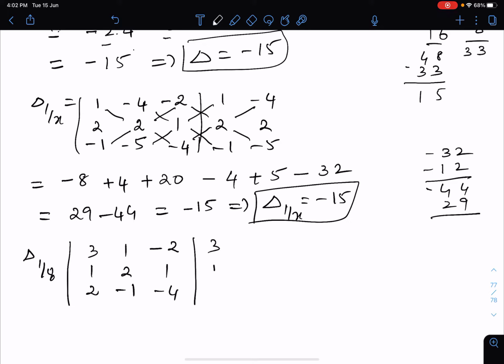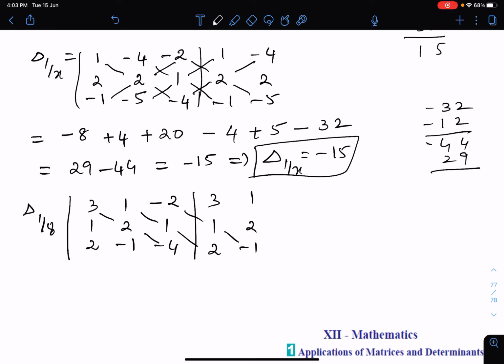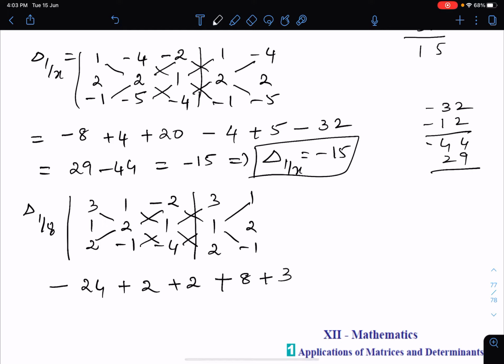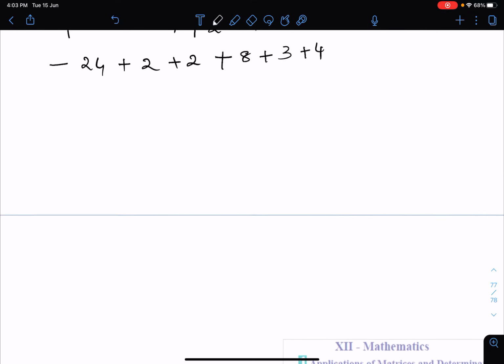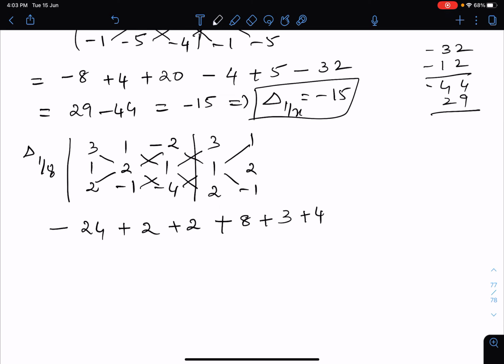Now repeat your first column and your second column, multiplying by the principal diagonal. What do you get? Minus 3 2s are 6, 6 4s are 24. Here it is plus 2, and here also it is plus 2. Now through the opposite diagonal you get minus into minus, plus 8, and here minus into minus, plus 3, and here also minus into minus, plus 4. So only one minus sign you have got, so minus 24.